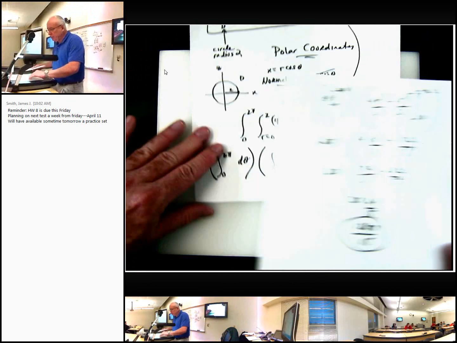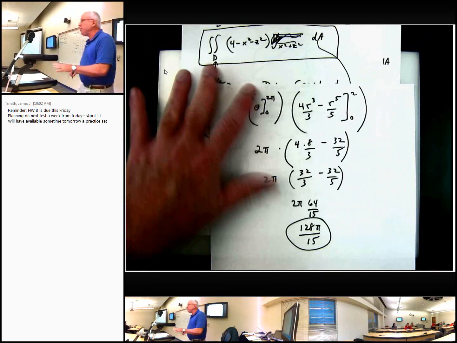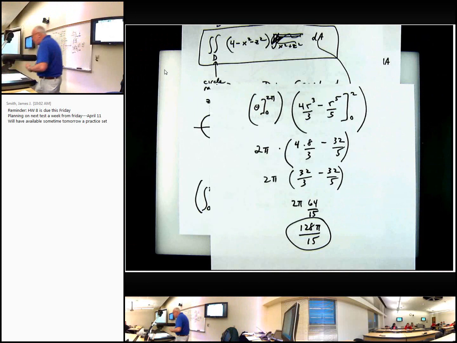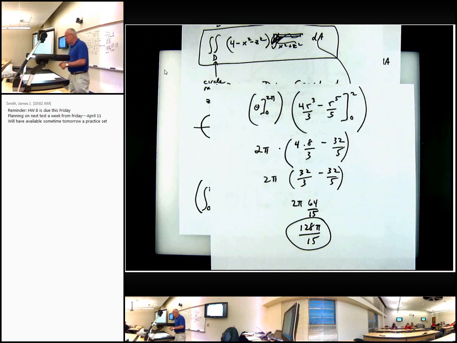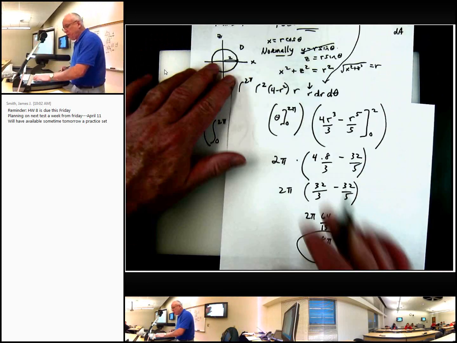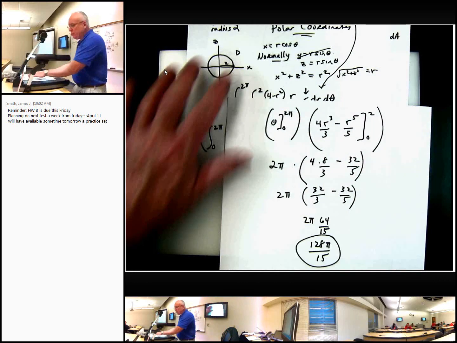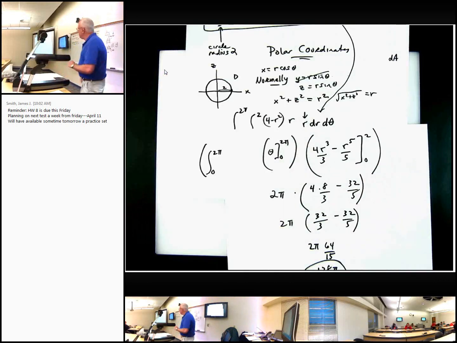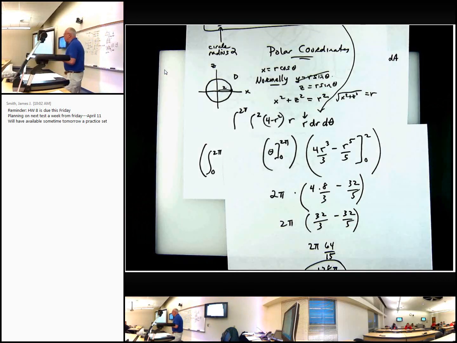So you want to be alert for when we can benefit from polar coordinates. This would have become a much more hairy problem if we had kept it strictly in terms of x and y. All right, but because we had a circle here for our D, and because our function was set up basically to use polar coordinates, you want to do that, make it easier.